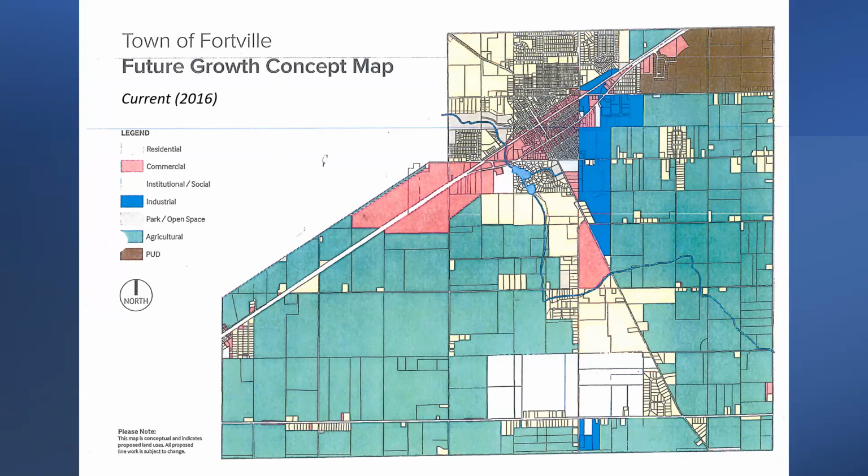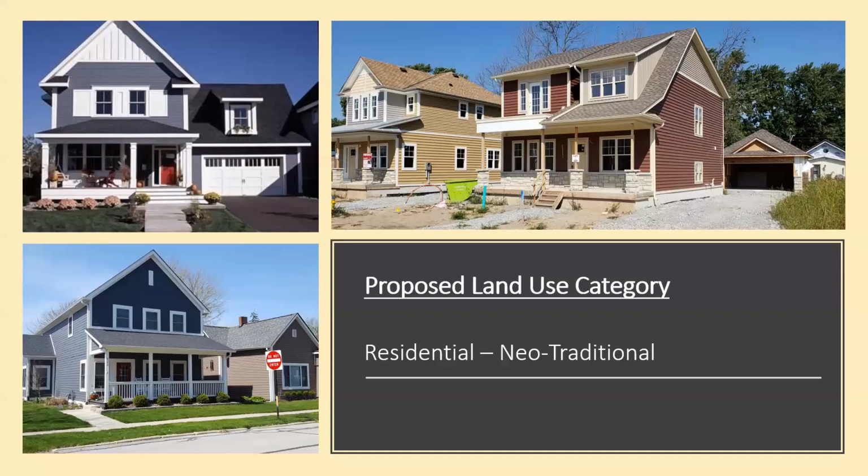Is this zoning map expected to stay the same for the new one? The zoning map would stay the same. We wouldn't change the zoning. This map would go away. And so the next step is, I'm going to go through these different land use categories to see what your thoughts are.